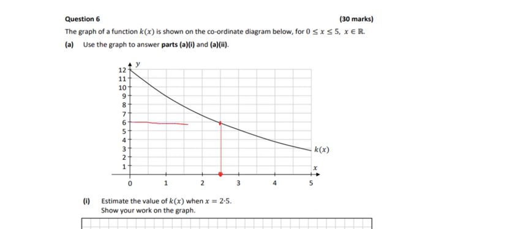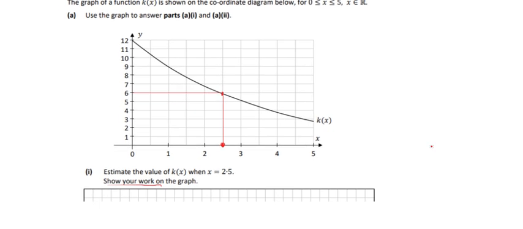And then I'm going to draw a line here as well. Where they say that you must show your work on the graph, that's very important. You won't get all the marks if you just put down the number. There has to be work on the graph. So my answer there is 6.